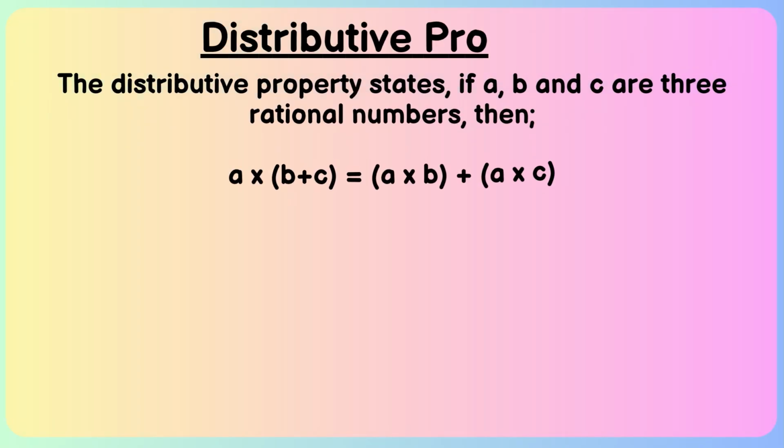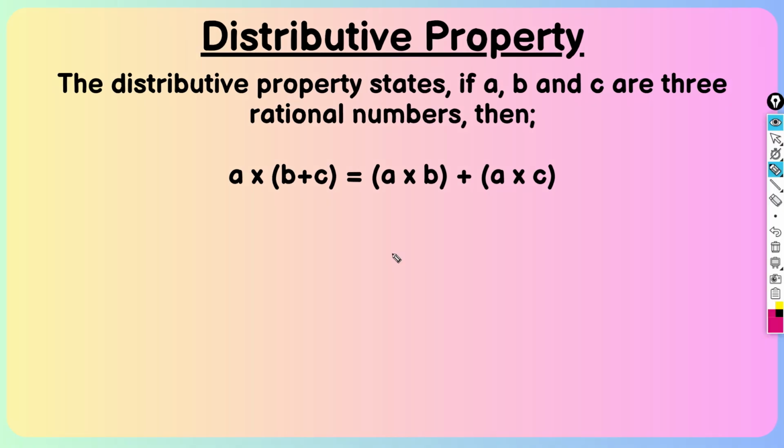Now, the distributive property. The distributive property states that if a, b and c are 3 rational numbers, then a into (b plus c) is equal to a into b plus a into c. Let us take a is equal to 1 by 2, b is equal to 3 by 2 and c is equal to 5 by 2.